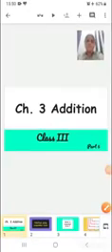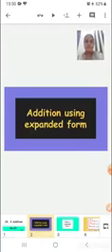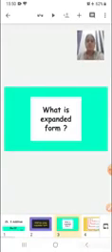Sai Ram students, let us continue with chapter number 3, addition. Today in part 5 we are going to understand addition using expanded form. Children, expanded form we have already learned in chapter number 1. Let us revise. Now, what is expanded form?